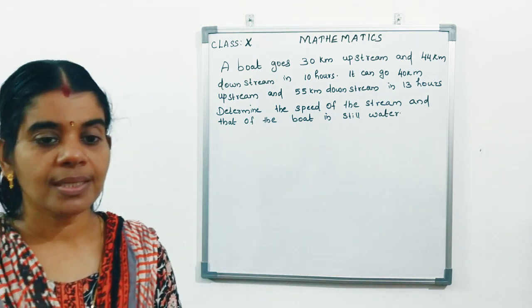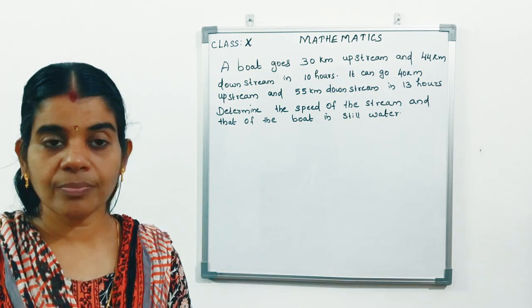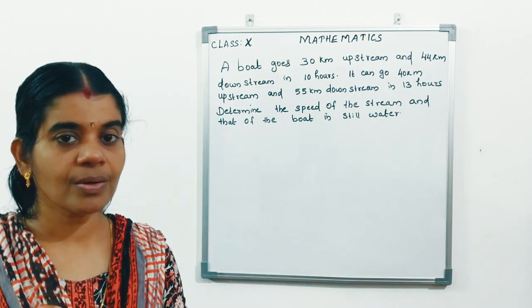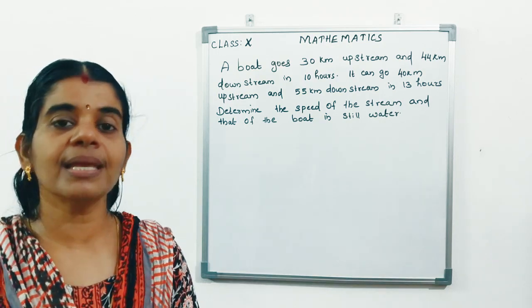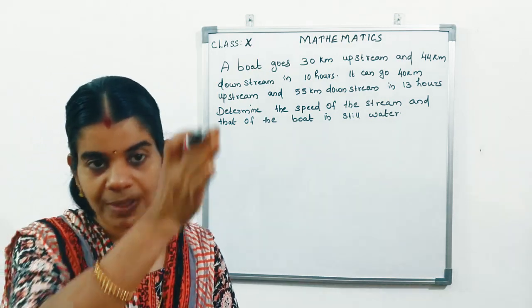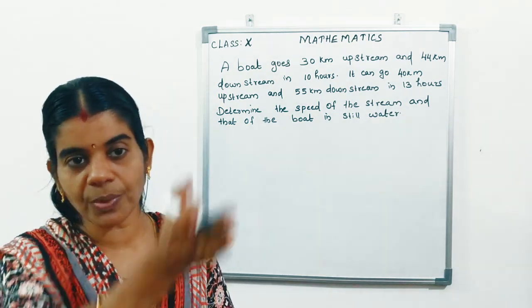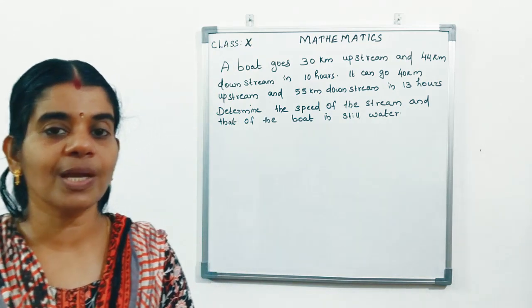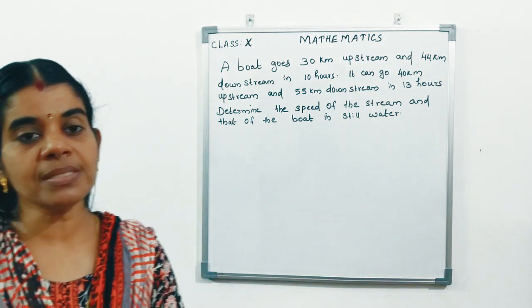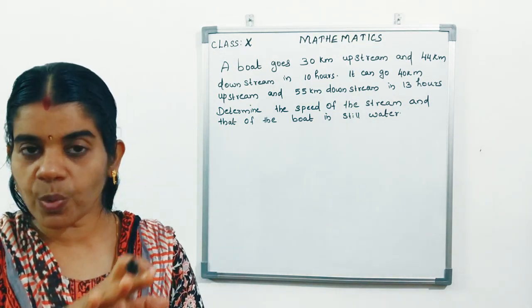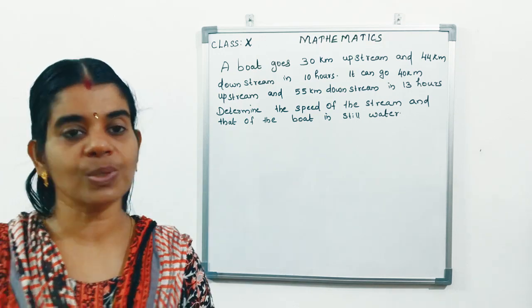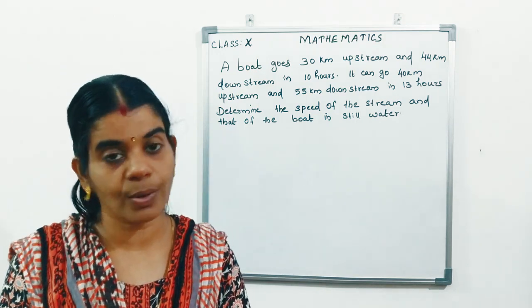Upstream means the boat moves against the river. You already know that the river flows in one direction. The river is flowing this way and the boat is going the opposite way. That is the meaning of upstream. Downstream means the river is flowing in one direction and the boat is also moving in the same direction. That is known as downstream.